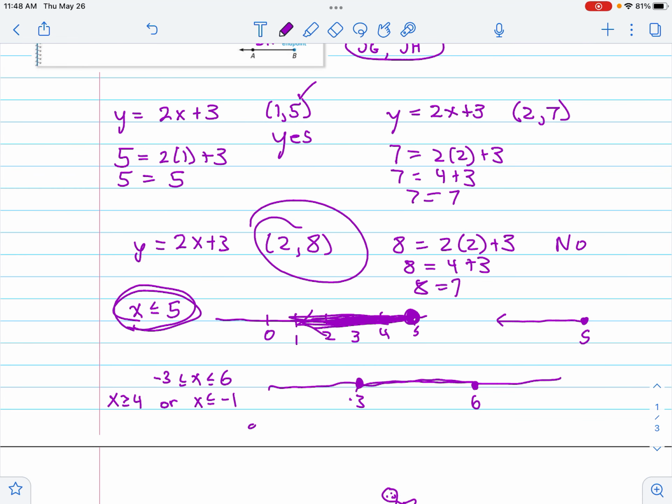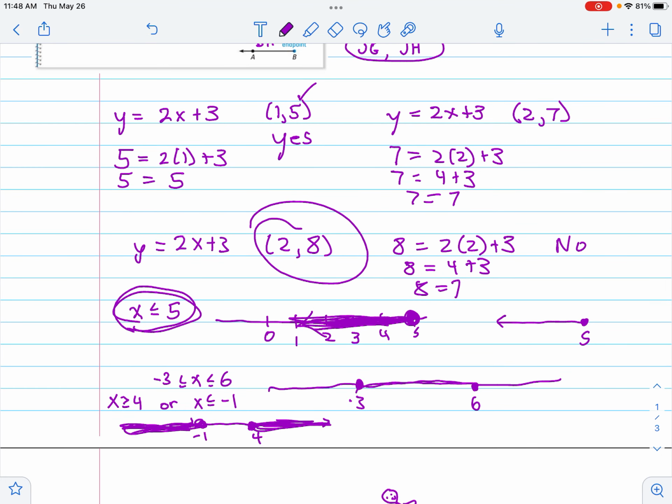Well, there's 4. It goes on forever. Here is negative 1 over here, and it goes on forever. So it would look something like this. But let me scribble it in. Okay, so it would look like that. We kind of darken up to the right and to the left.